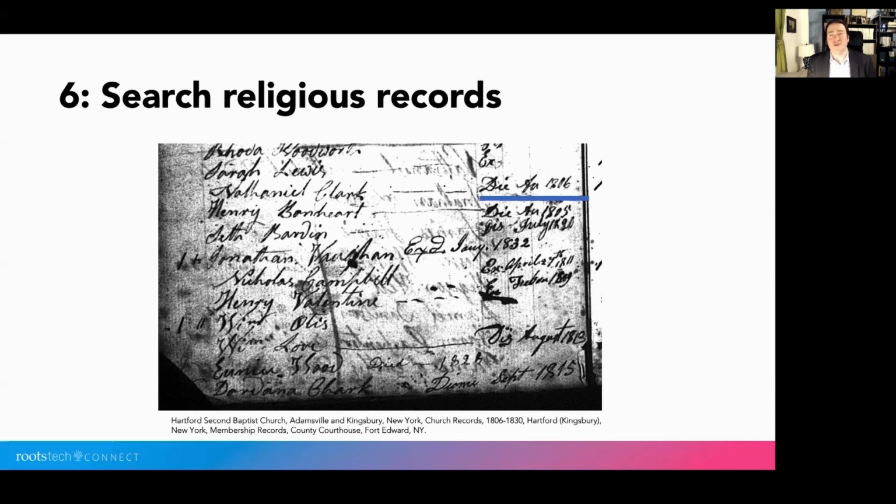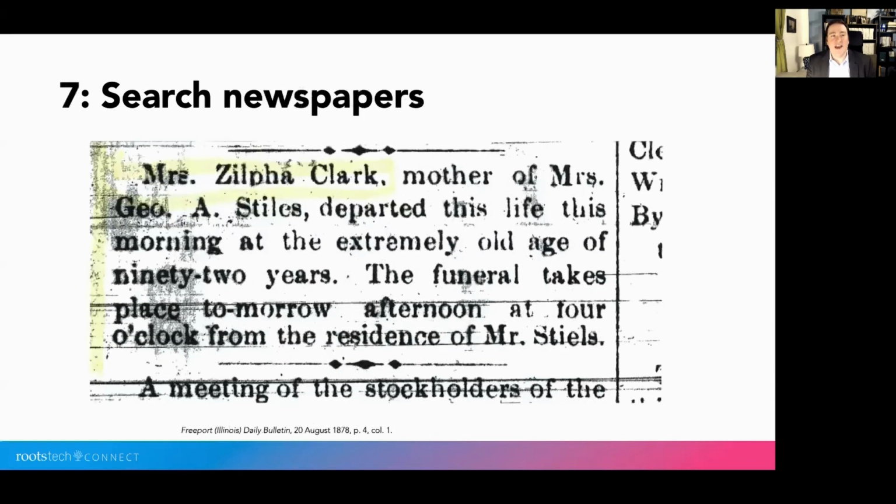Other records you can use appear in strategy number 7, and that is to search newspapers. Now, this doesn't work for every place and every time period, but newspapers can be important clues. In this example, we see the death notice in Freeport, Illinois in August of 1878 for a Mrs. Zelpha Clark, the mother of Mrs. George A. Stiles. Now, this particular record isn't as good as a death certificate. There's no parents' names, there's no place of birth, but it's as good as we're going to get to document this specific event. So make sure that you spend time to search for newspapers.